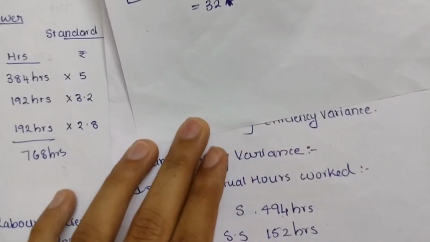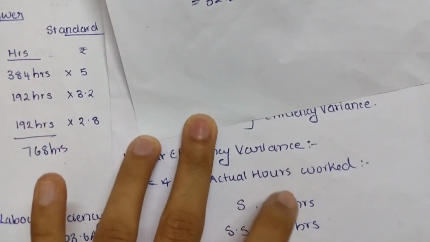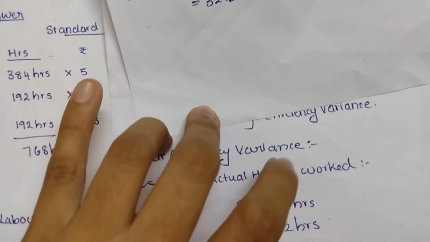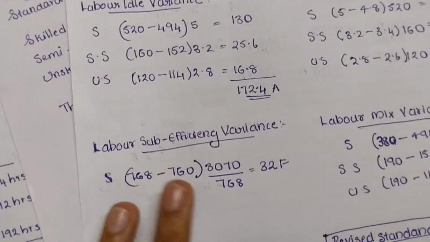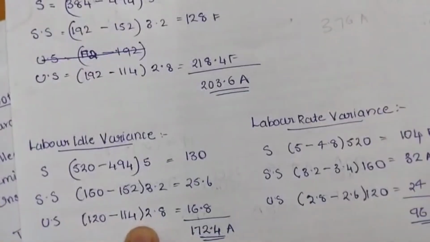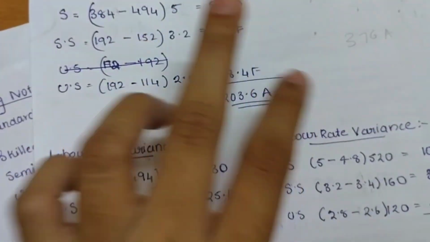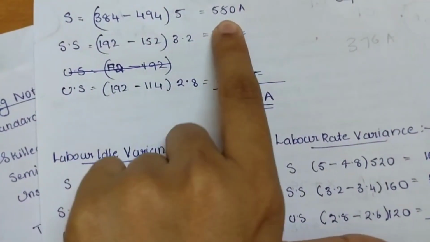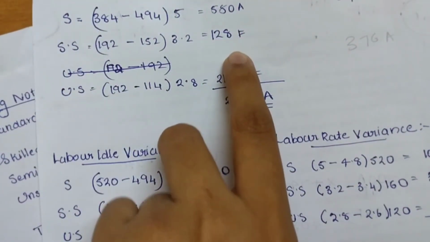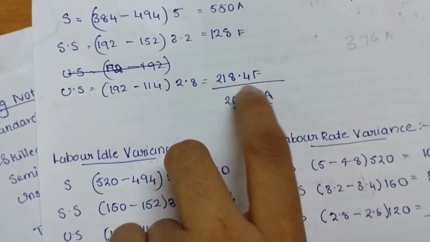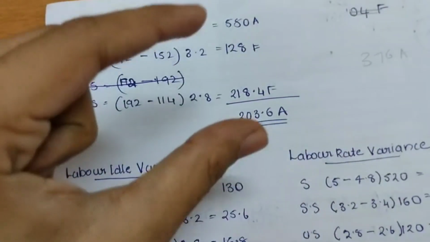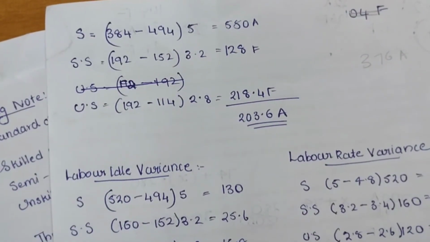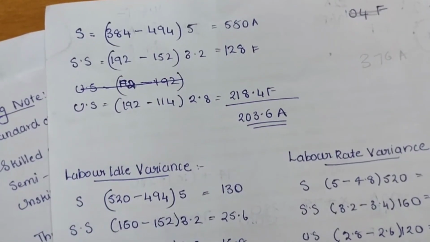Let me explain how it is to be calculated. 384 minus 494, into 5. 192 minus 152, into 3.2. Likewise, 192 minus 140, into 2.8. You have to do this in order to get the efficiency variance. For the first one, we'll get 550 adverse. The next one, we'll get 128 favorable. The next one, we'll get 280.4 favorable. Once we take the net effect, we'll get 203.6 adverse. So we now understand how to calculate labor efficiency variance.